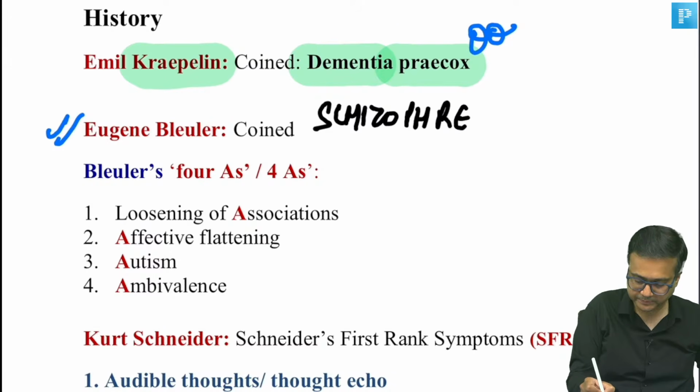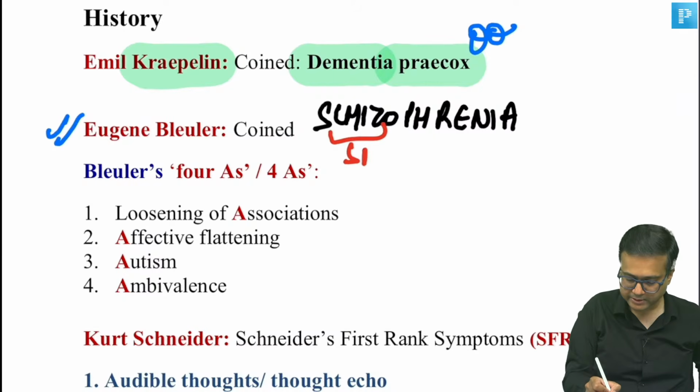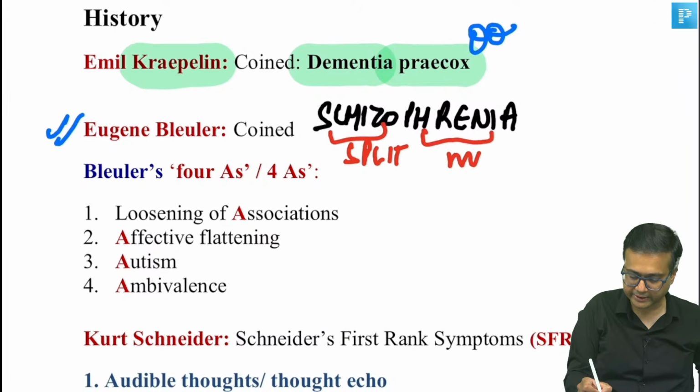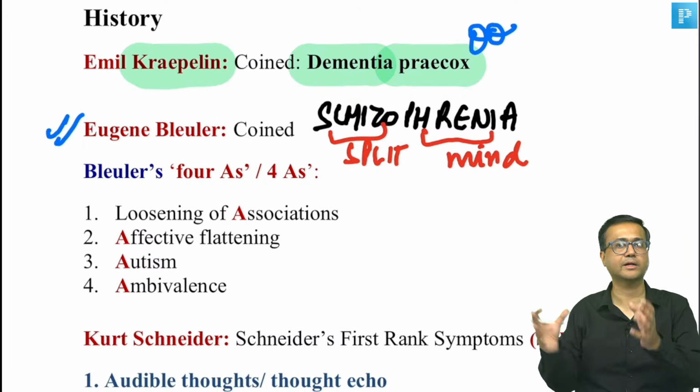Please remember, he coined the term schizophrenia. Schizo means split. Phrenia means mind. It was his understanding that there is a split in the mind. But we'll discuss now what is the current concept.